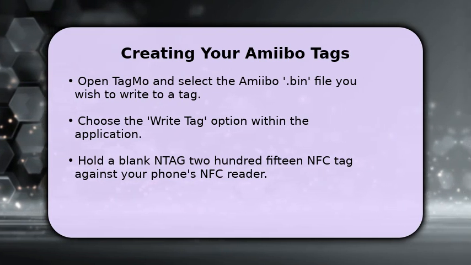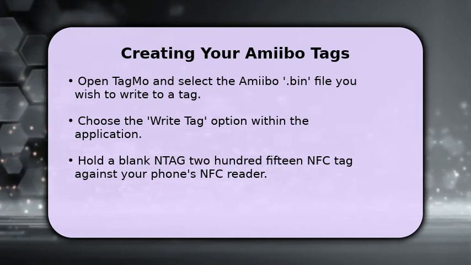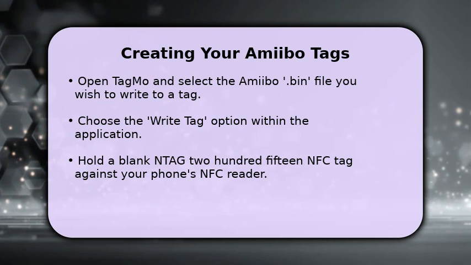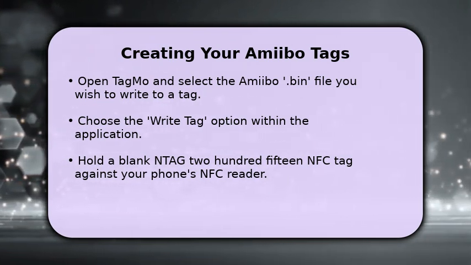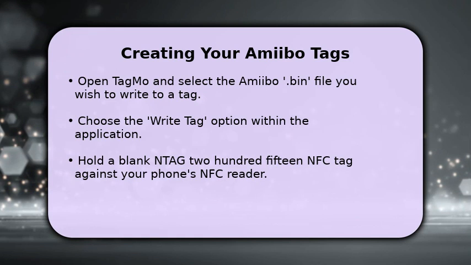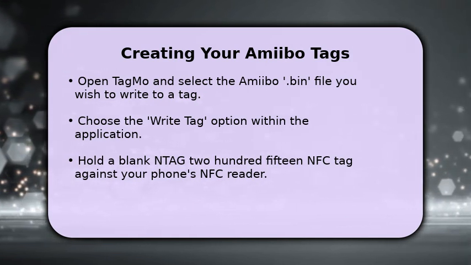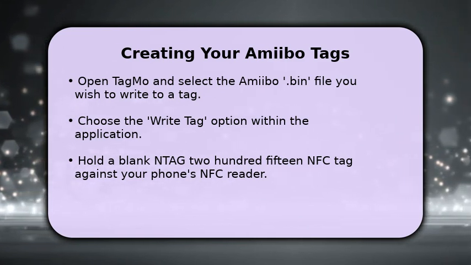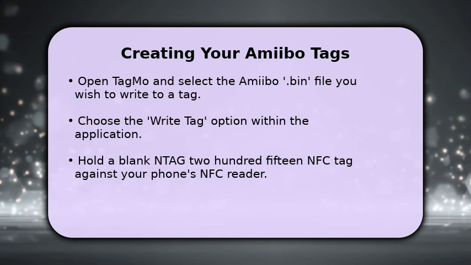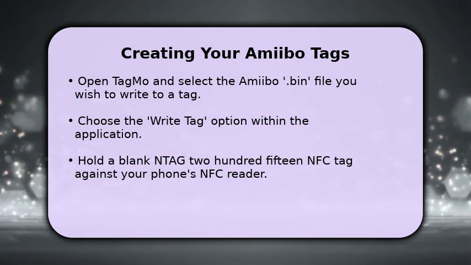With your application set up and files ready, open Tagmo and select the Amiibo bin file for the character you want to create. Then, choose the right tag option. Carefully place a blank NTAG 215 NFC tag against the NFC reading area of your Android phone. The application will then write the selected Amiibo data to the tag. Each tag can only be written once, making it a permanent Amiibo that can be used with compatible Nintendo consoles.